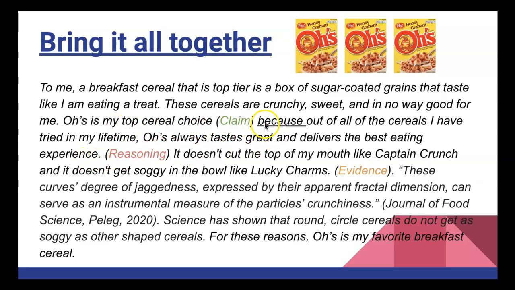"O's is my top cereal choice because out of all the cereals I have tried in my lifetime, O's always tastes great and delivers the best eating experience. It doesn't cut the top of my mouth like Captain Crunch, and it doesn't get soggy in the bowl like Lucky Charms." The reasoning is followed by evidence. "These curves' degree of jaggedness expressed by their apparent fractal dimension can serve as an instrumental measure of the particle's crunchiness." This is where she cited it.